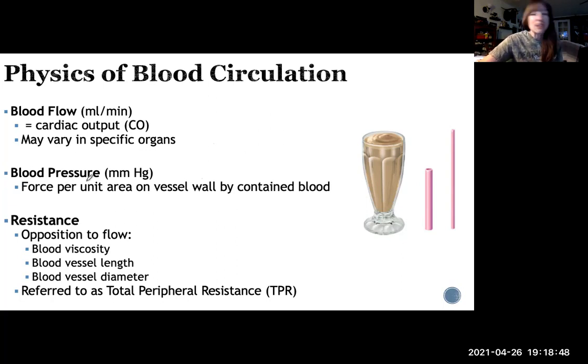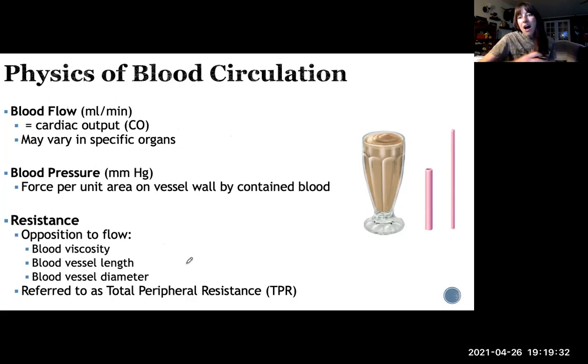Blood pressure is measured in millimeters of mercury. That's the way it is. Okay, so mmHg is millimeters of mercury. So it's the amount of force on a little unit of area of the vessel by the contained blood. Okay, so the blood passing through the vessel exerts pressure on the inside of the vessel. That is blood pressure. That is what we feel when we take a pulse. That is what we measure when we're using a blood pressure cuff. The pressure of the blood on the vessels, which is directly related to the cardiac output, right?